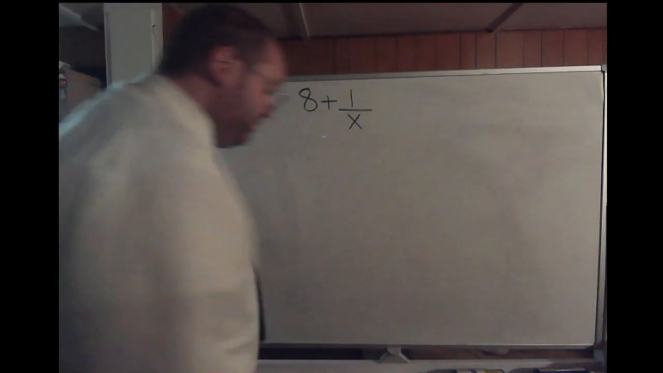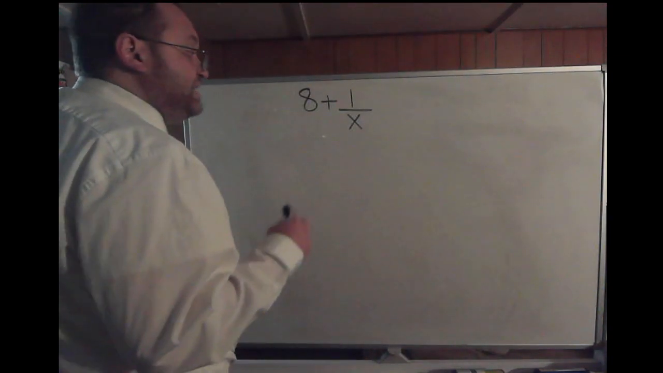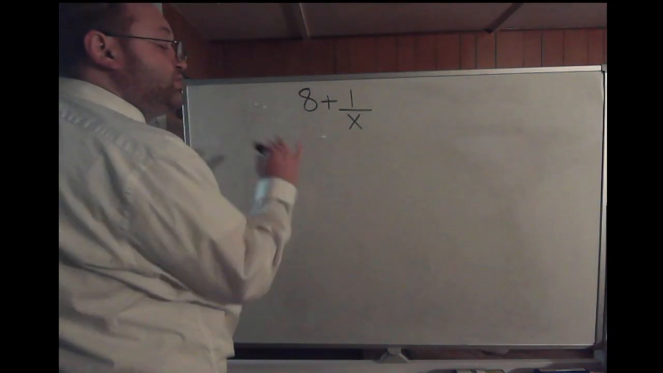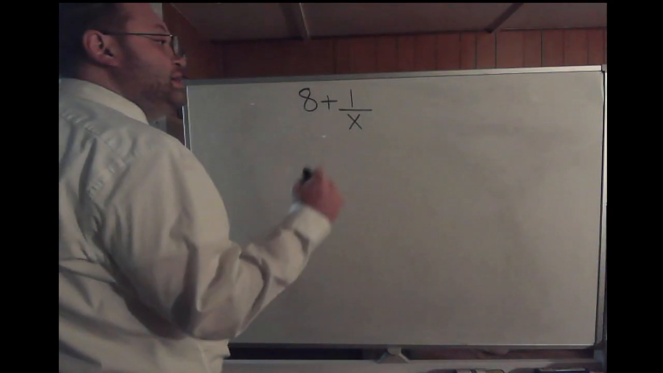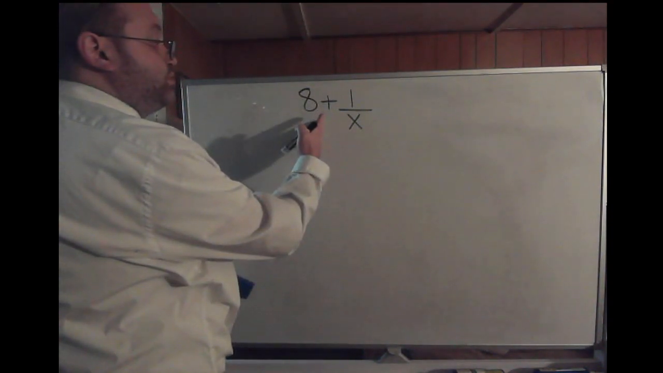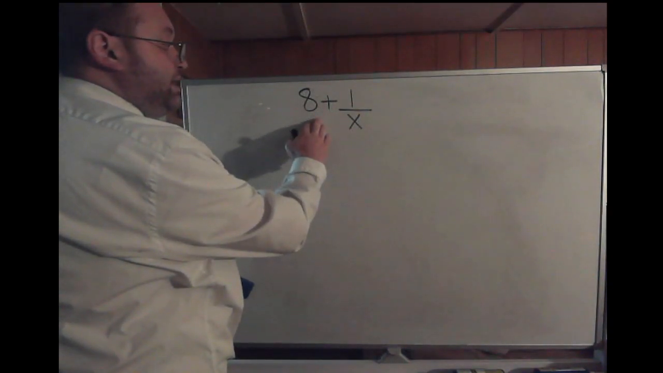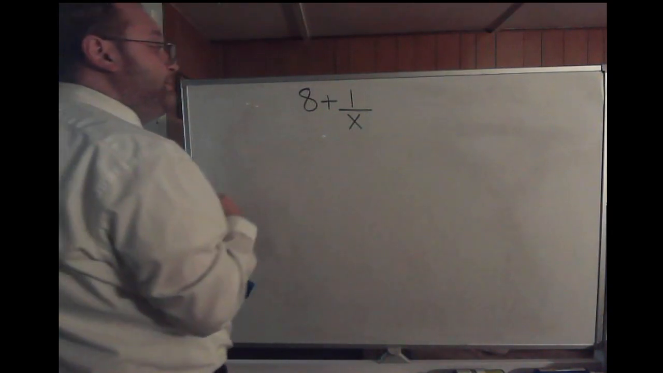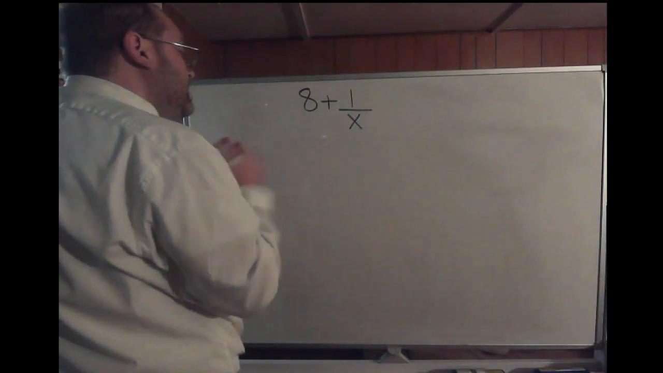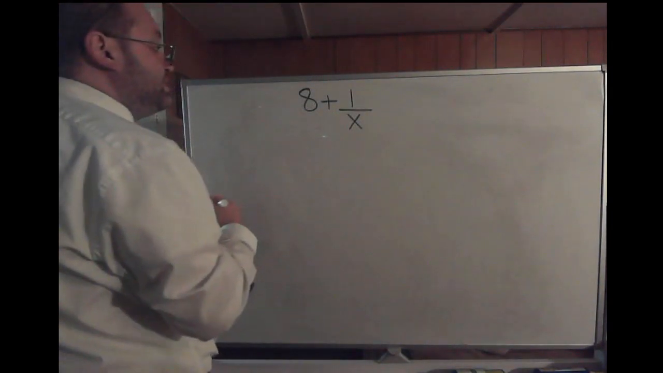So today we are going to continue what we did yesterday with fractions, adding and subtracting them, but we're going to deal with mixed expressions. What do I mean by mixed expressions? One such as this, where you have a whole number or a regular number and then you have a fraction. Well, of course we have 8 plus 1 over x.